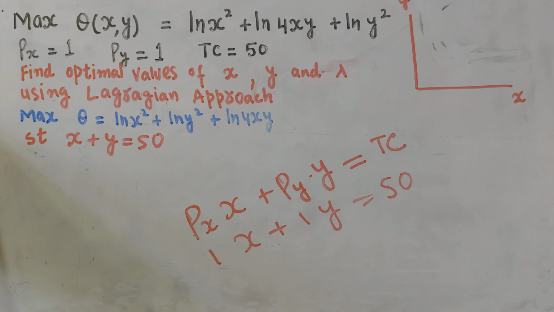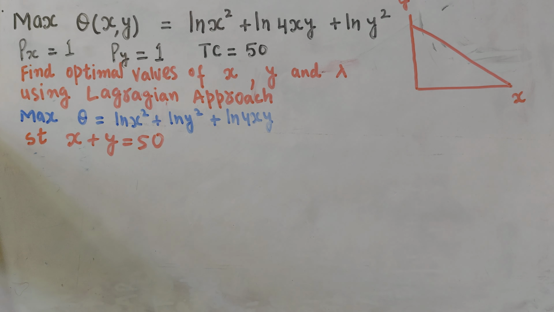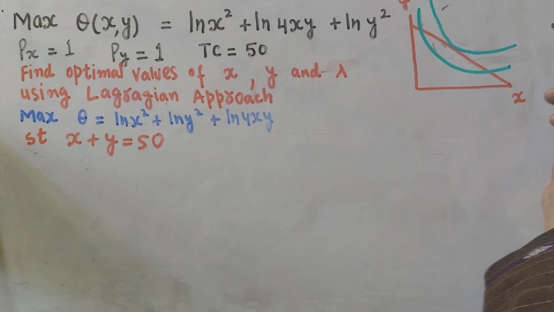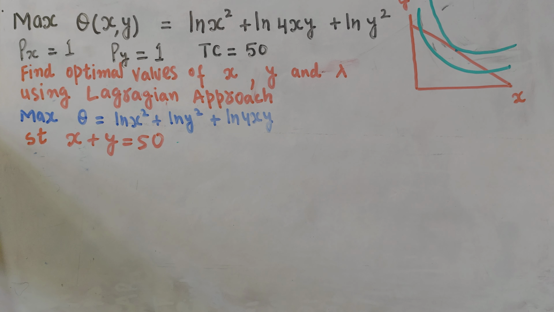So graphically, what is our endeavor? With the given budget, let me draw the budget line. The firm wants to produce maximum output. So with the given budget, the producer's endeavor will be to reach the highest possible isocount. So our optimal bundle will lie at a point where the slope of this isocost line is equal to the slope of the isocount curve. But we have to solve the given question using the Lagrangian approach.